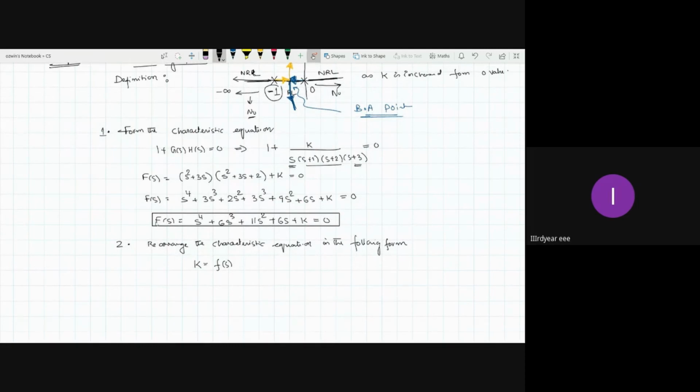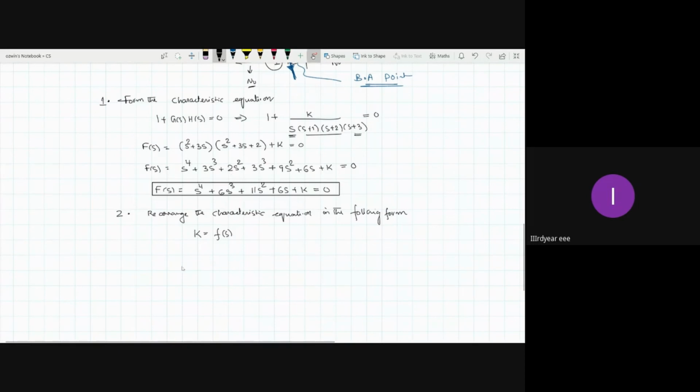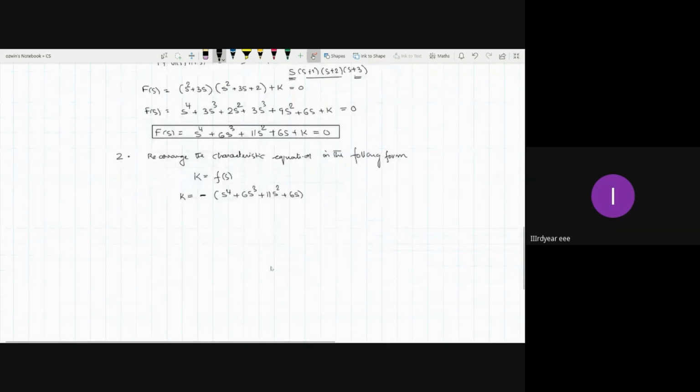The capital F is the characteristic equation. This small f(s) is basically the function of s. So you'll have to rearrange the equation in such a way that you keep K on one side and you bring all the s terms on the other side. So how do we do that? You keep K on LHS and bring all your s terms onto the RHS side. So that is negative s to the power 4 minus 6s cube minus 11s square minus 6s. Okay, fine. So this is done.